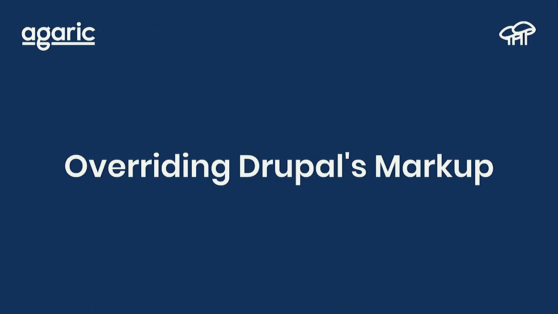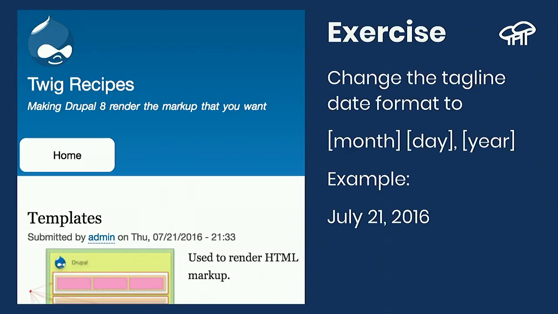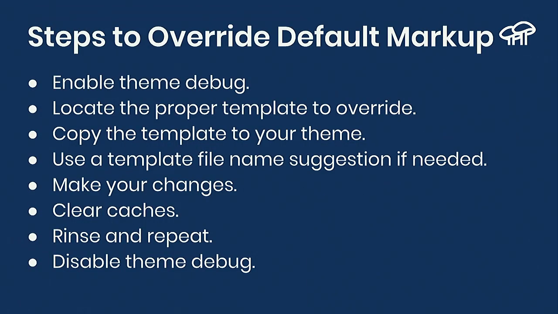To override Drupal markup, we're going to see an example of how to do it. Let's say that we are installing Bartik, a fresh Drupal installation with Bartik. When we create an article, we get a tagline that says submitted by the author on, and then the date. Let's say that we want to change the format of how the date is presented. This is the recipe. This is how you're going to do it.